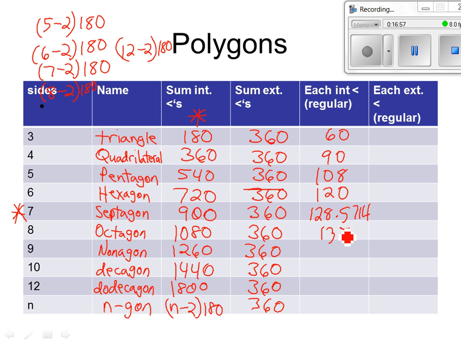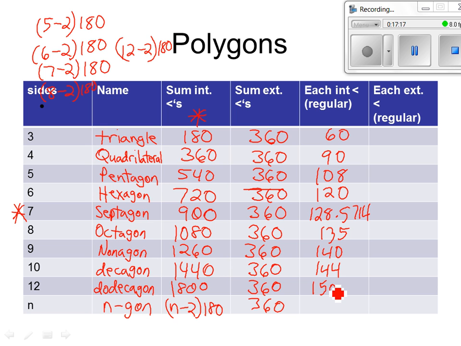135 for the next one. 140. Decagon, 1440 divided by 10, 144. Dodecagon, 150 degrees. So every interior angle for a dodecagon is 150 degrees.